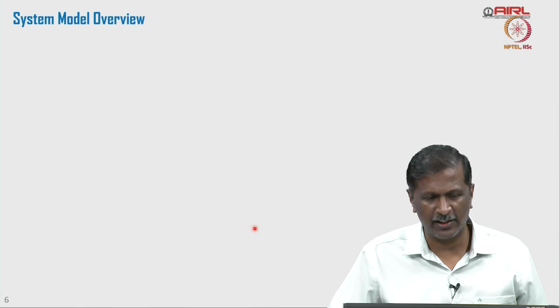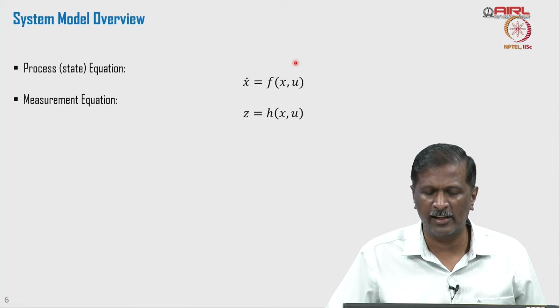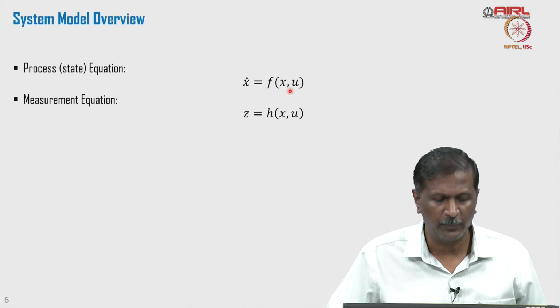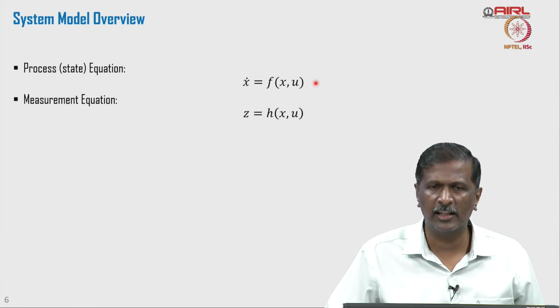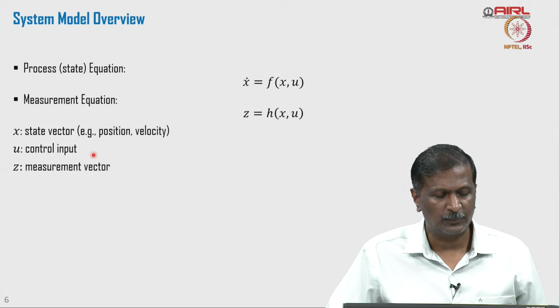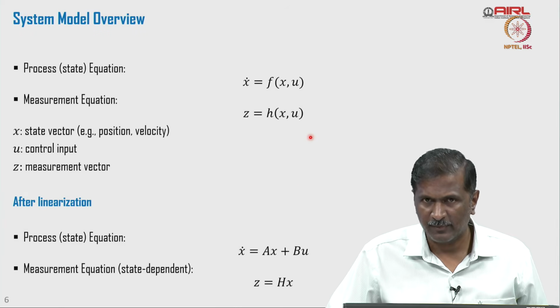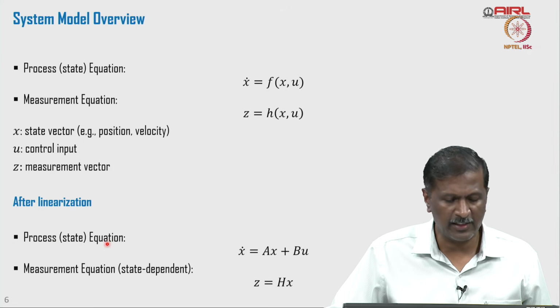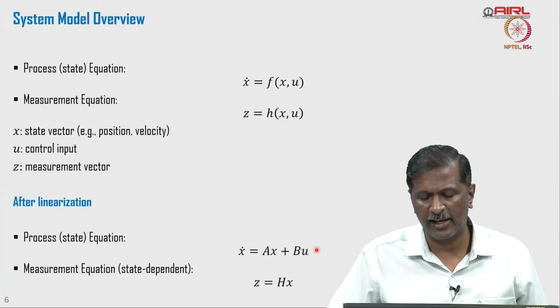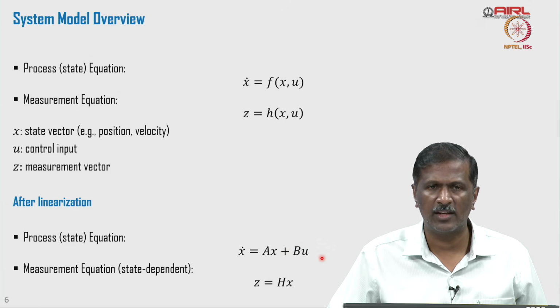Let us look at a generic system. Let us look at the process equation of the system. In a nonlinear system, x dot is equal to f of x, u. The measurement equation, z is my measurement, which is again a nonlinear function of the state x and input u. If I linearize this system about an equilibrium point, the process equation can be represented as x dot is equal to Ax plus Bu. The measurement equation can be represented as z is equal to Hx.